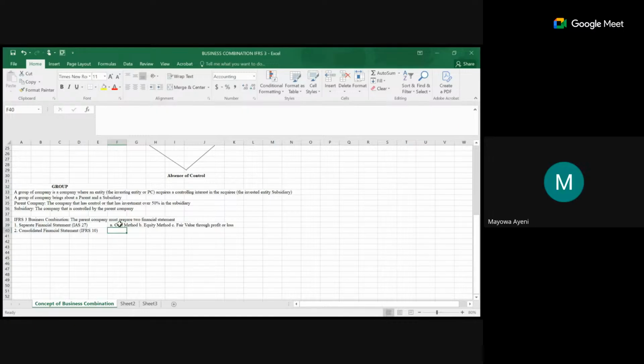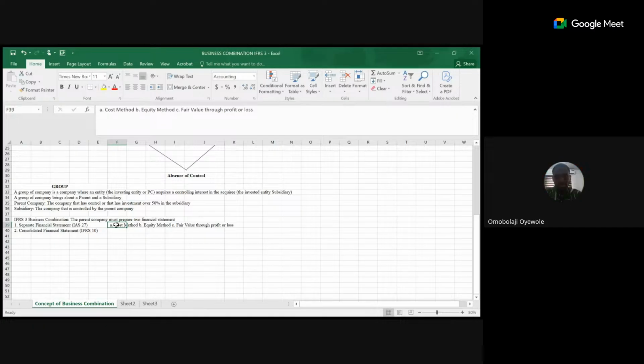Sorry, come again. You said when a company is preparing a separate financial statement, it must prepare it according to IAS 27? Yes. It must prepare it using these three methods. That's the cost method, the equity method. You said something like equity investing.